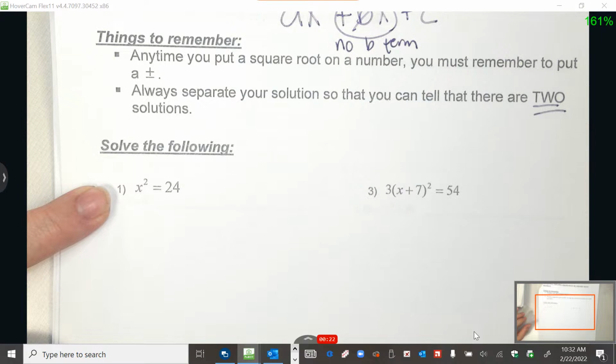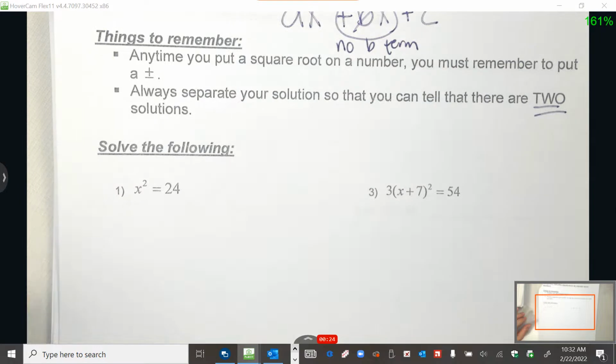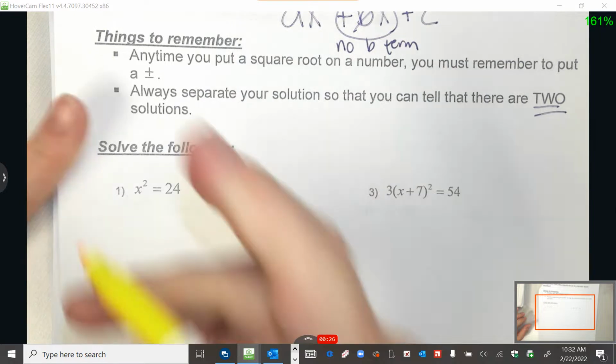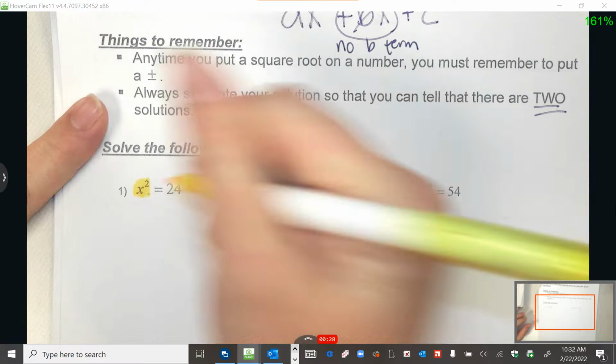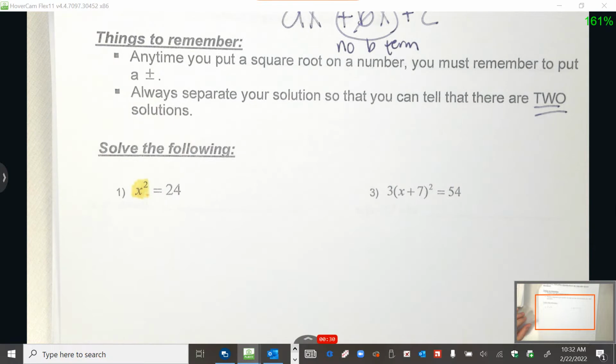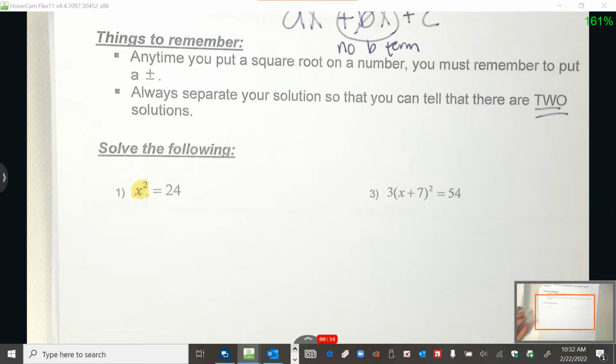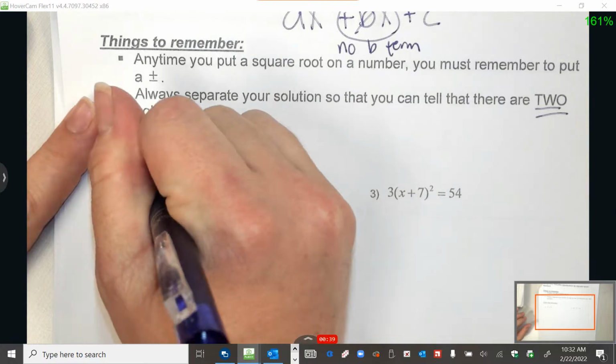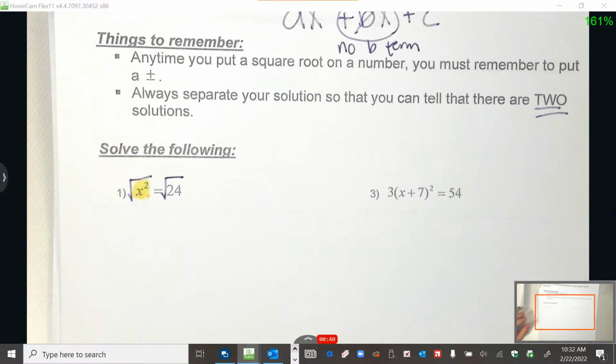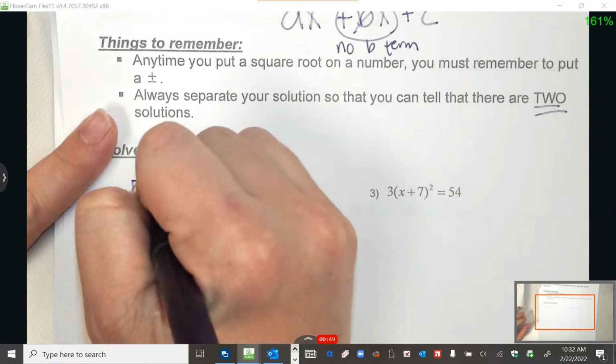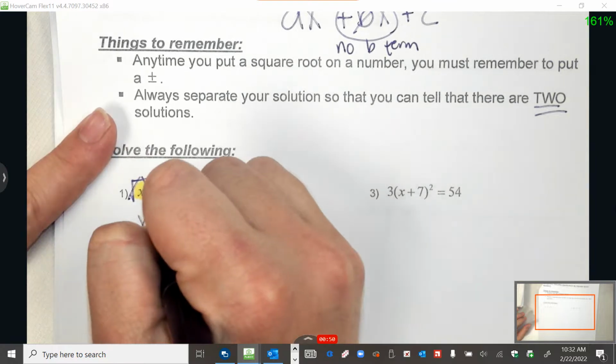So your goal when you're using the square root method, y'all, is to always get what's squared alone. So here, x is squared. Is x squared alone? Yes. So when it's alone, you are literally just going to take the square root of both sides. Well, what does a square root do to a squared? They cancel. So square root cancels square, and I get x equals.